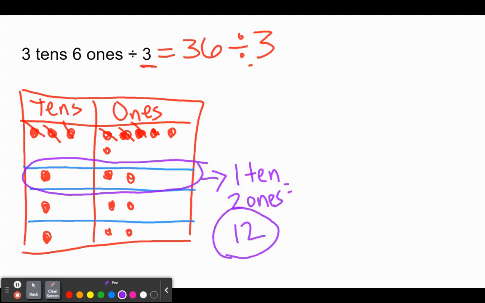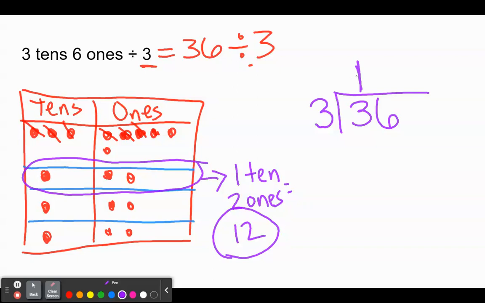Now let's compare this to how it would look when we do the standard algorithm. When we do the standard algorithm, we put our dividend, the number we are dividing, into this little square box looking thing. Then we put our divisor, what we are dividing by, over to this side. Like we did before, we're going to divide our 3 tens. We can divide 3 tens into 3 groups 1 time, so each of our groups will get 1 ten.